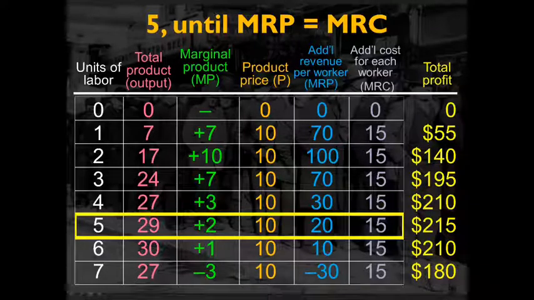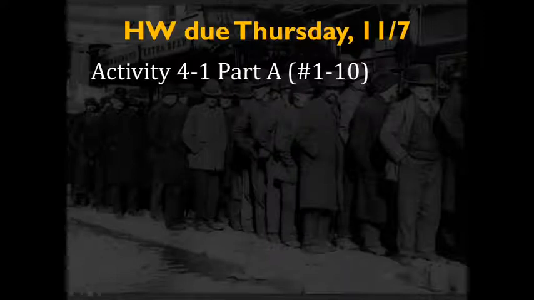Okay, so for your assignment, I would like you to work on activity 4.1 part A, numbers 1 through 10, and be ready to go through it on Thursday. We will also have an activity that illustrates why MRP equals MRC.